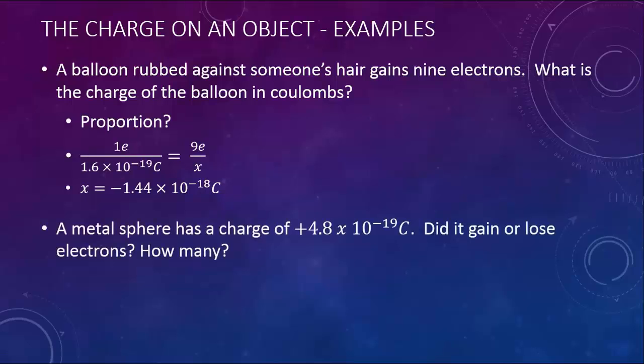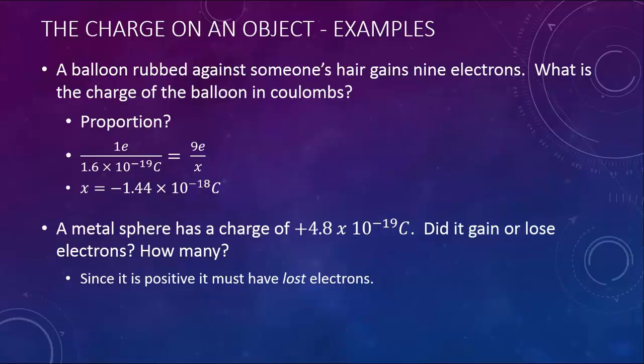Here's another example. A metal sphere has a charge of positive 4.8 times 10 to the negative 19 coulombs. First, did it gain or lose electrons, and how many? If we take a look at the sign of the charge, we can see that it's positive. If an object is positive, that means it has more protons than it has electrons. The only way for that to happen is for the object to lose electrons.